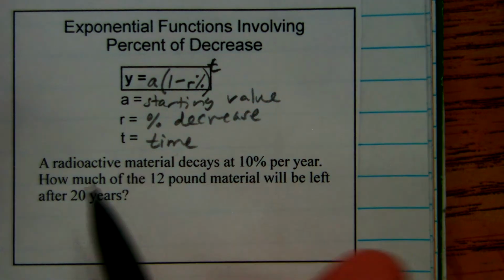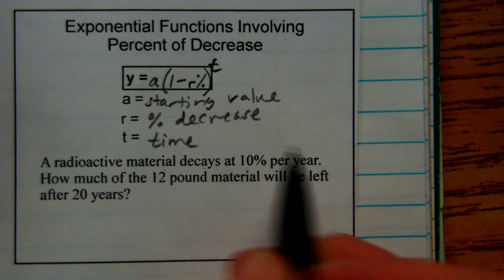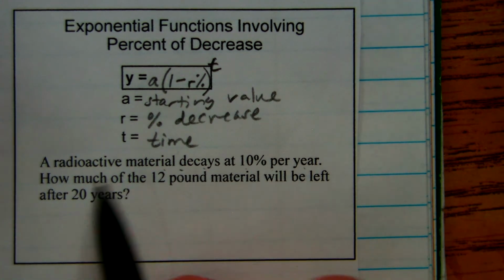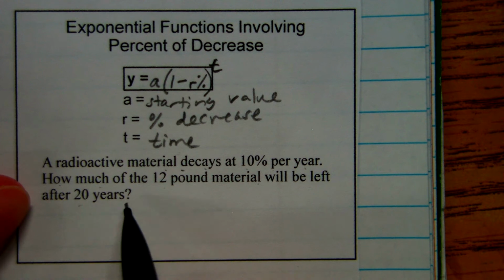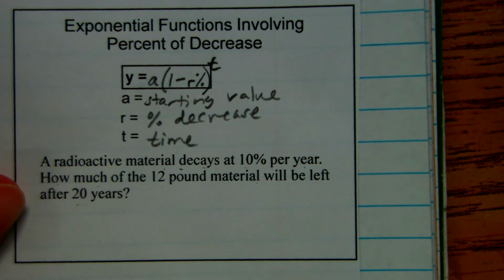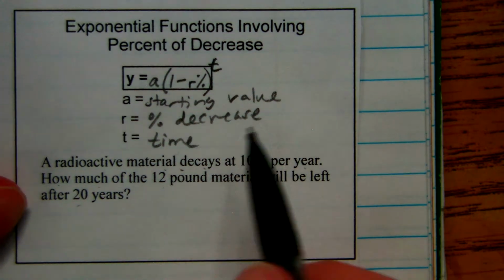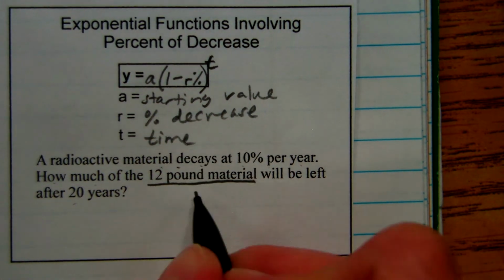All right, so a radioactive material decays at 10% per year. So it even uses the word decay, so good job. How much of the 12-pound material will be left after 20 years? So instead of doing a half-life, they're giving us a slightly different number and talking about it in a different way. So what's our starting value? 12 pounds. Okay, so we know that that's A.